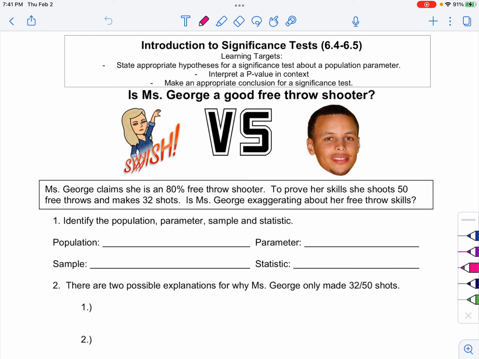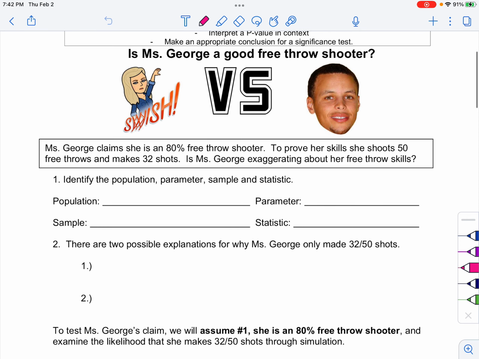All right, this lesson starts chapter 9, which is going to be significance tests for proportions. Today's really just an introduction to significance tests. Our learning targets are to state appropriate hypotheses for a significance test about a population parameter, interpret a p-value in context, and make an appropriate conclusion for a significance test. And it is everybody's favorite lesson.